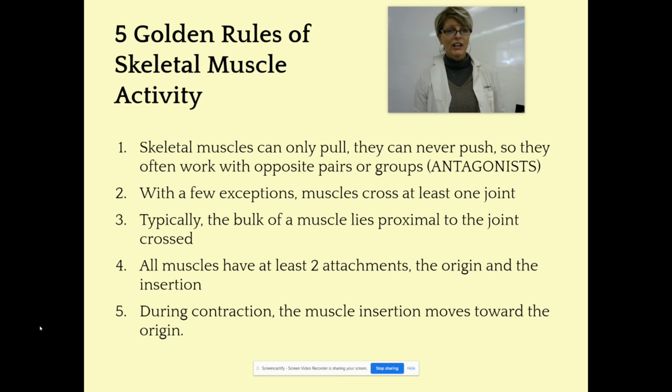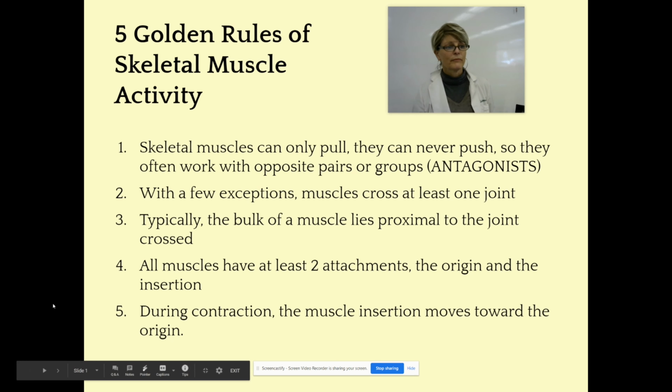You're going to want to refresh yourself on those directional terms when we're talking about muscles and their location and their actions. Most muscles have at least 2 points of attachment, referred to as the origin. That's the more stationary area, and the insertion. That's the part that actually is moving when the muscle contracts and shortens. The insertion moves towards the origin.